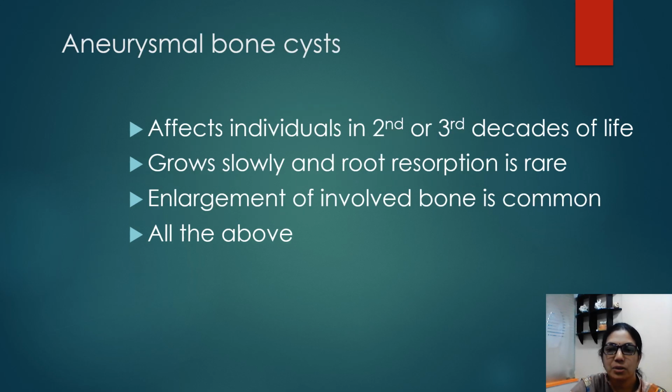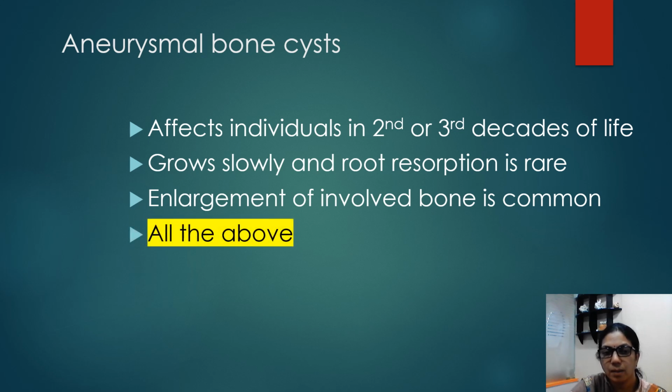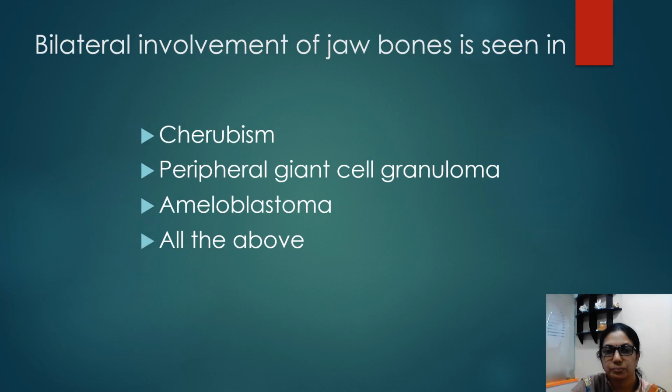Next question is aneurysmal bone cyst. It affects individuals in the second or third decades of life, grows slowly, and root resorption is rare. Enlargement of the bone is common. So the answer C is all the above. All these are common with the aneurysmal bone cyst.